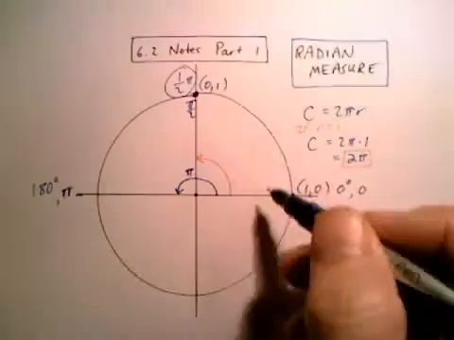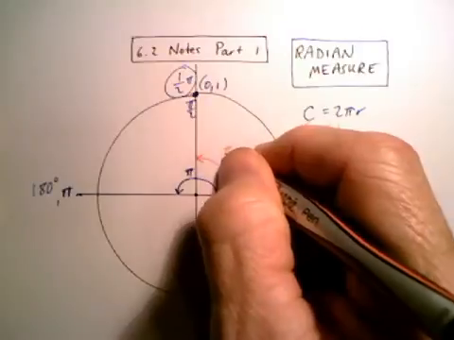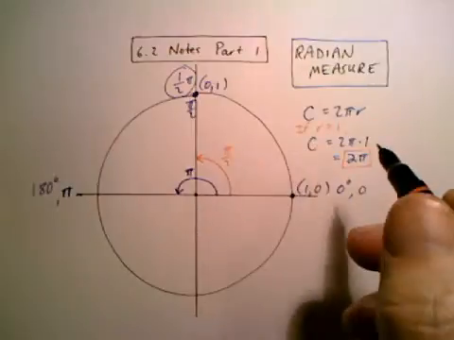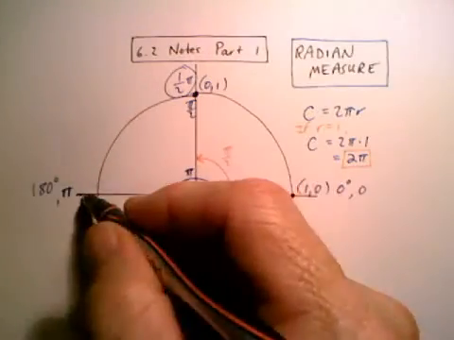That's where we get the radian measure of pi over 2. Okay, so halfway to pi is 1/2 of pi, or pi over 2. Okay, and then all the way to pi, well, that's pi.